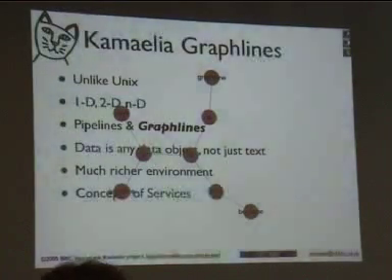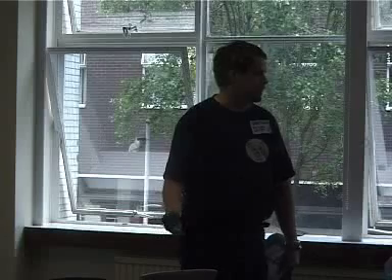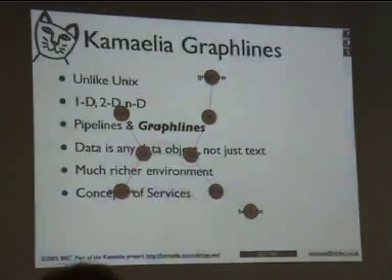What can you send through them? With Unix pipelines you just send text. With graph lines you can send any data object, and it doesn't matter what it is. Much like the Unix environment, we also have a system environment, but instead of just being strings, it's any data object, and you can look up data objects. We also have a concept of services, which is a bit like asking where's ls on the system, is one way of looking at that.